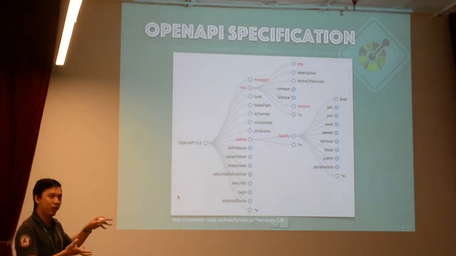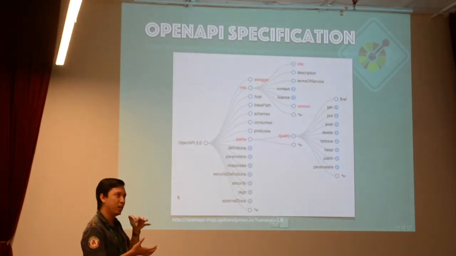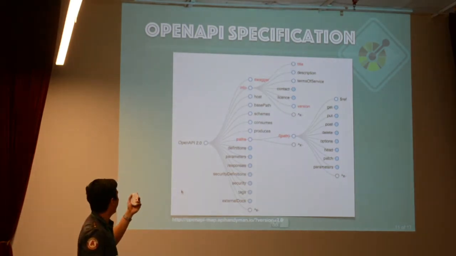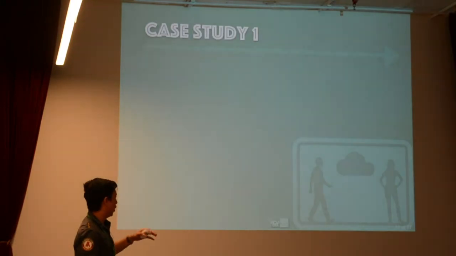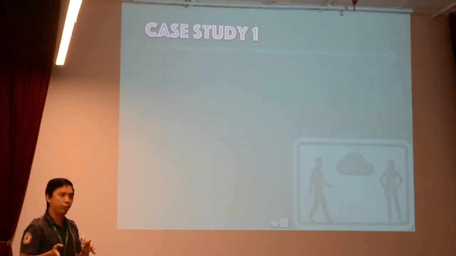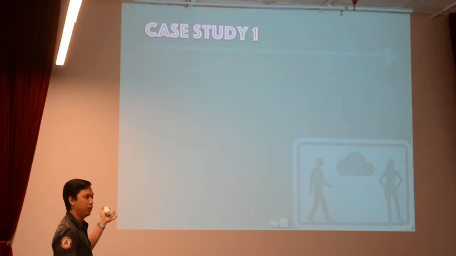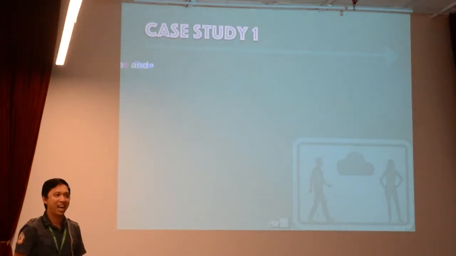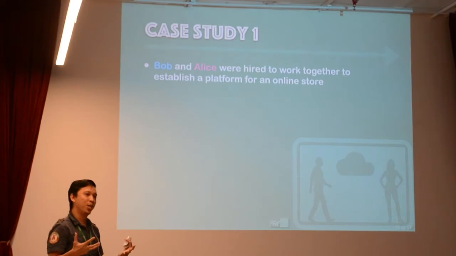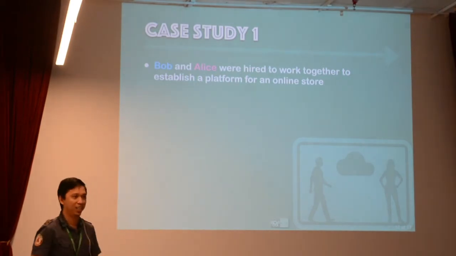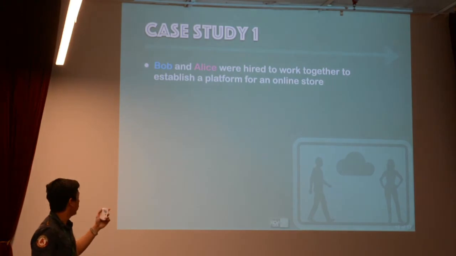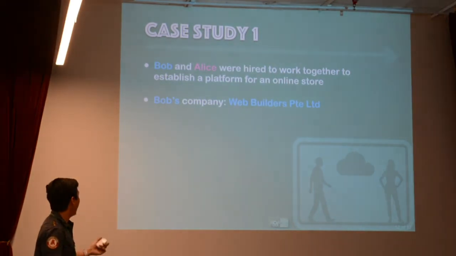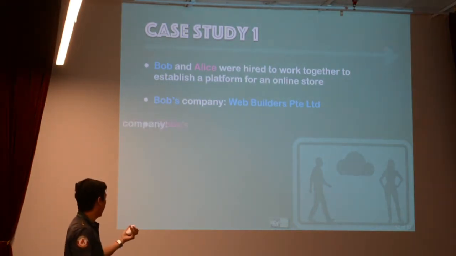OK, next we're going to start creating a simple specification using the Swagger Editor tool. But with that, I'm going to present to you a case study before we start creating this documentation. We have Bob and Alice, who were hired to work together to create a platform for an online store. Okay, so we have two parties here. Bob's company is Web Builders, and Alice's company is Mobile Solutions.